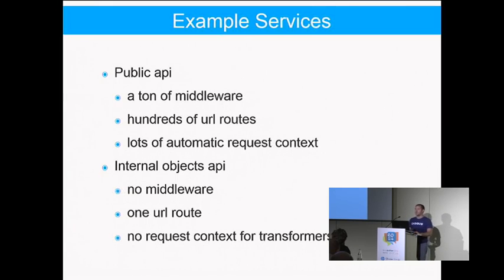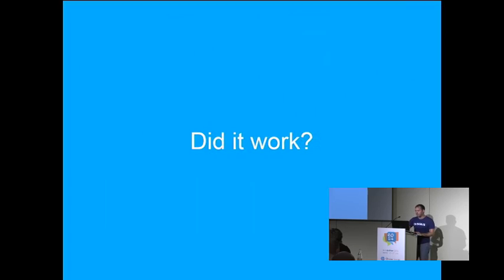Our internal objects API, so this is internal to our data center, very raw model representation. It has no middleware, it only has one URL route, and it basically has nothing. Its settings.py is like 12 lines long. So there's an enormous difference in speed between these two setups. Unfortunately, I do not have a graph to show that, but I can probably tweet one later.